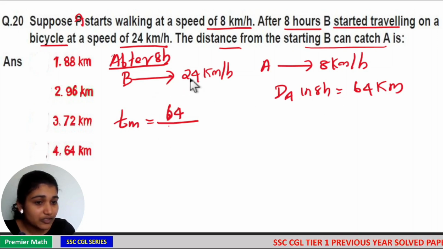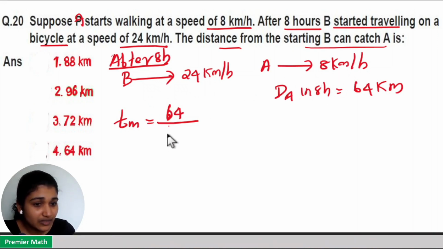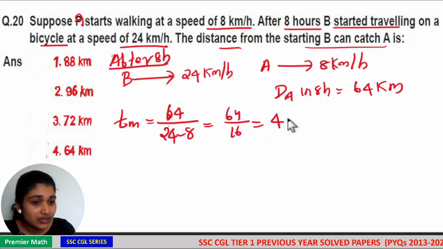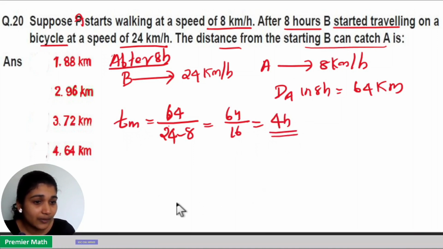Here relative speed of A and B means both are traveling in the same direction. So 24 minus 8. The difference between speeds is the relative speed of B and A. So 24 minus 8 is equal to 16. 64 by 16 means 16 goes 4 times in 64. So 4 hours is the time of meet. That is, after 4 hours B will catch A.